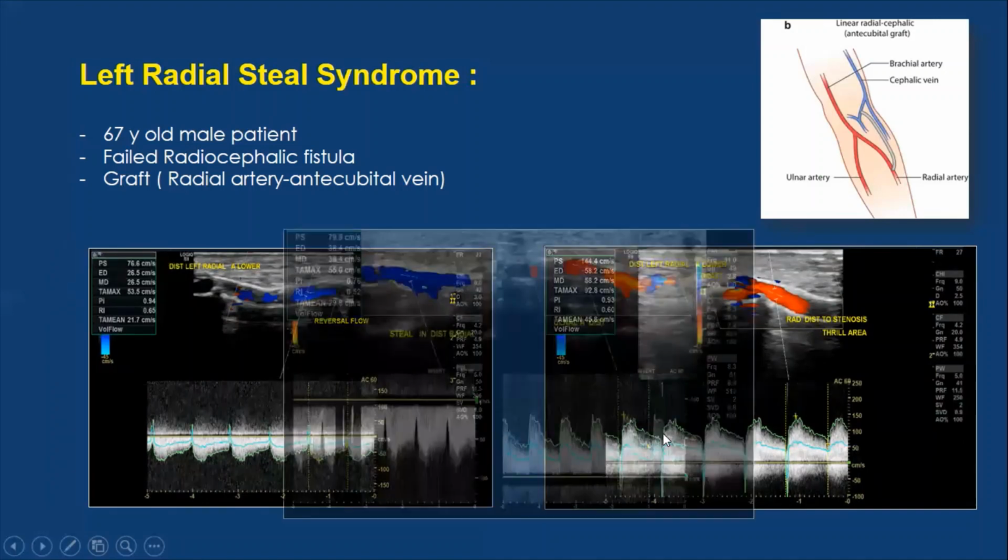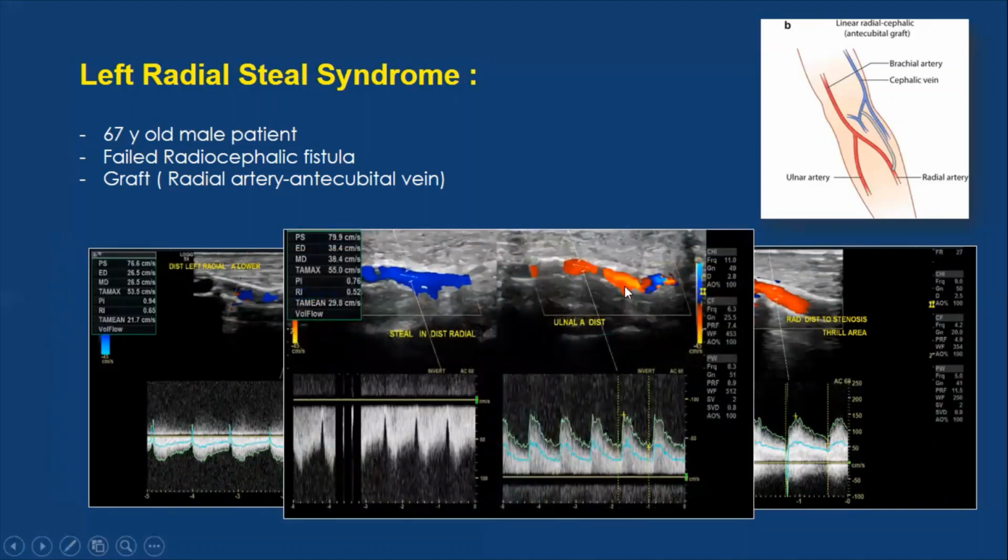The nice thing that he did also is comparing the brachial artery with the ulnar artery at the same forearm. They should have the same direction of flow, but this is normal flow, this is abnormal flow. So this is reversed in the radial artery. So there is a stealing. The fistula is stealing the blood from the radial artery.